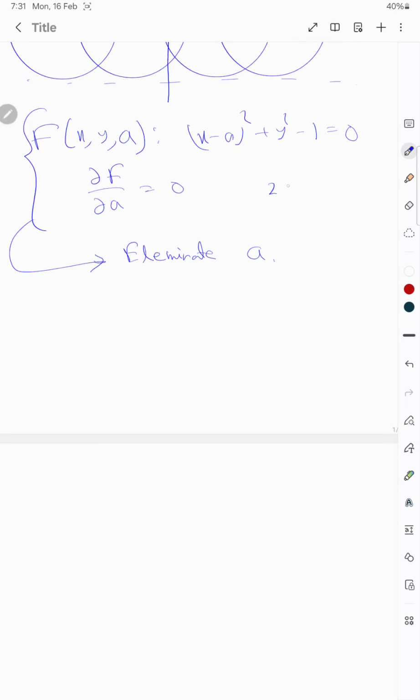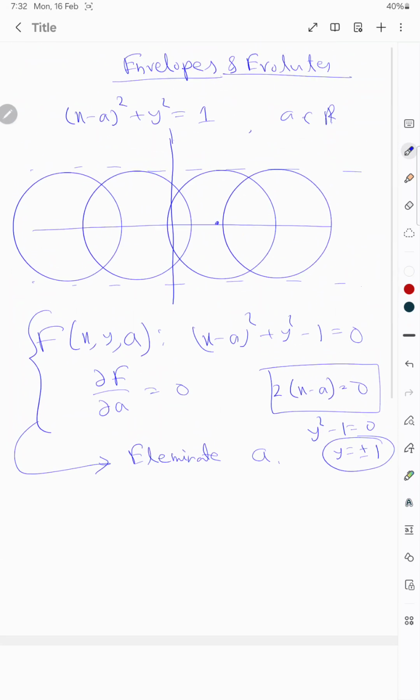Okay, so what is your del f del a? You can say this is 2 into (x minus a), this is 0, right? So to eliminate your a, if you substitute x minus a equal to 0, then you have y square minus 1 equal to 0. So from there you have y equal to plus minus 1. So the envelope equation here is y equal to plus 1 and minus 1.